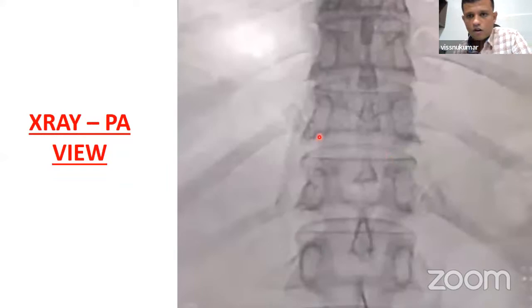Okay, now how am I going to do the procedure? Let us go step by step. First, I'll be taking an X-ray PA view, the posterior anterior view. This is the 12th rib, because after this, the vertebrae do not contain any rib. So this is the 12th rib and this is the 11th rib.